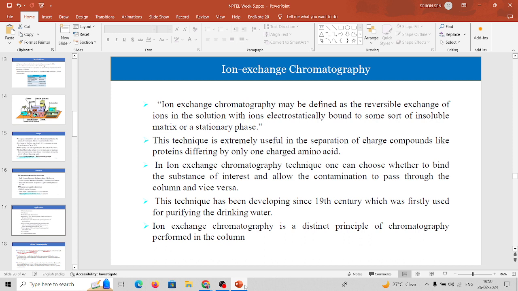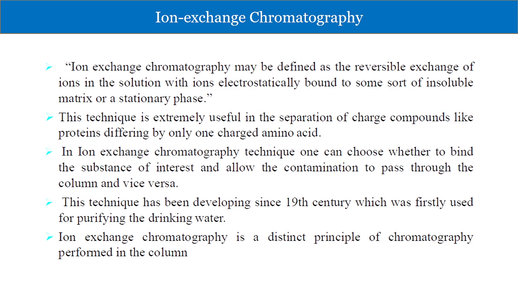So let us start with the ion exchange chromatography. That is the last type of chromatography that we would be discussing. From the name, as you can understand, it is separation based on charge. Ion exchange chromatography may be defined as the reversible exchange of ions in the solution with ions electrostatically bound to some sort of insoluble matrix or stationary phase. This technique is extremely useful in the separation of charged compounds like proteins differing by only one charged amino acid. So it is critical in that aspect.